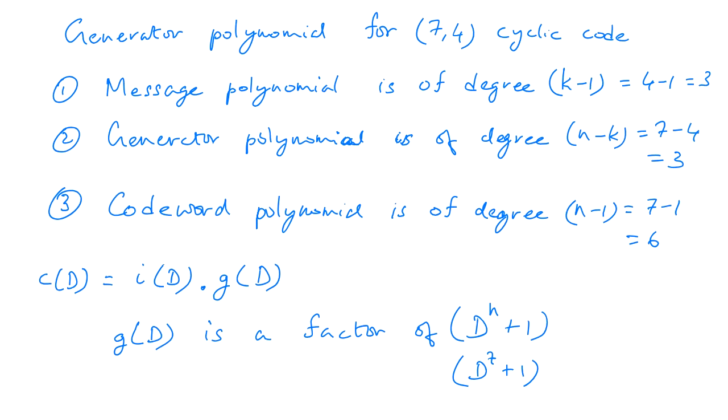We will see that in the next lecture. We will factorize this d power 7 plus 1 and use the generator polynomial to create the code word, and then also we will see how to create the other polynomial, called the parity check polynomial, to do the decoding process at the receiver side. I will stop here for today, and we will continue from here in the next lecture.